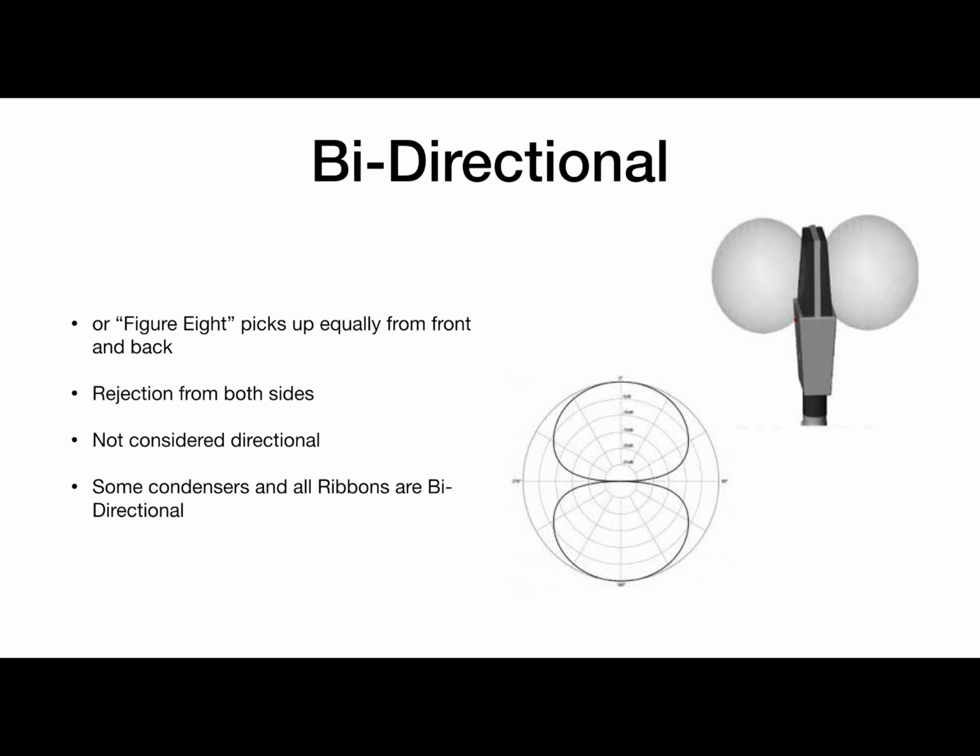This pattern is used quite often for room miking, while cardioid patterns are a great directional pattern with rejection behind the mic. The figure eight pattern has good rejection, about 90 degrees off axis on either side. Due to equal sensitivity from the front and back, it is not considered directional and is used when surrounding sounds are desirable.